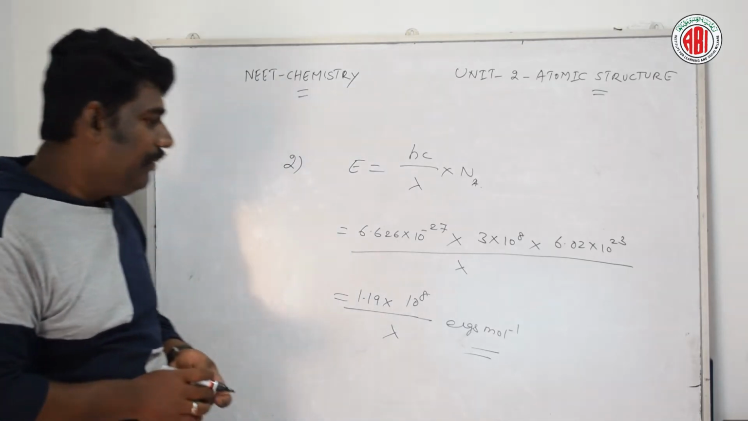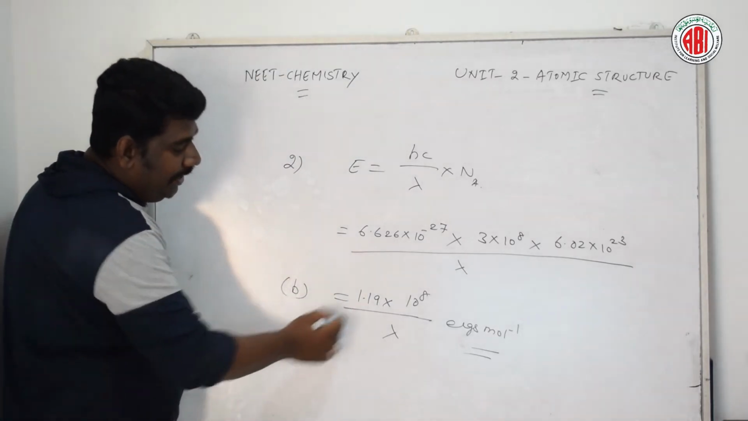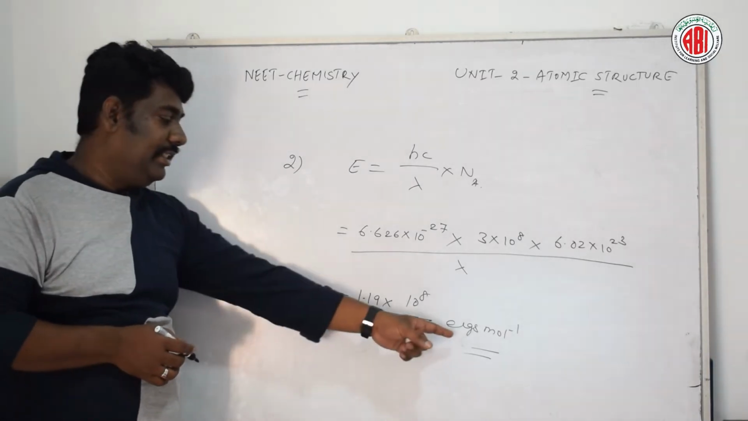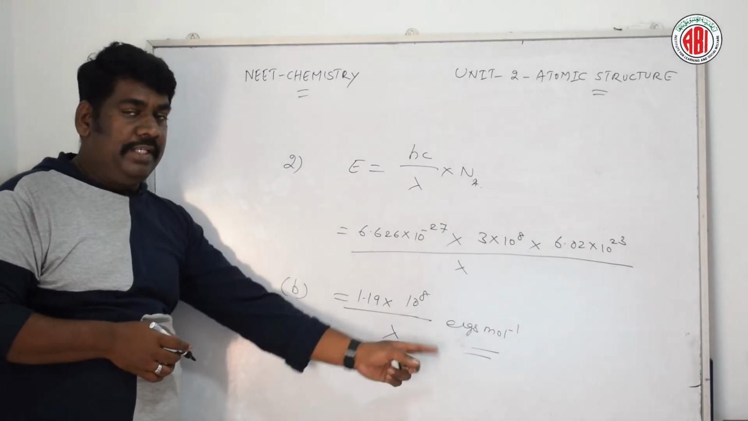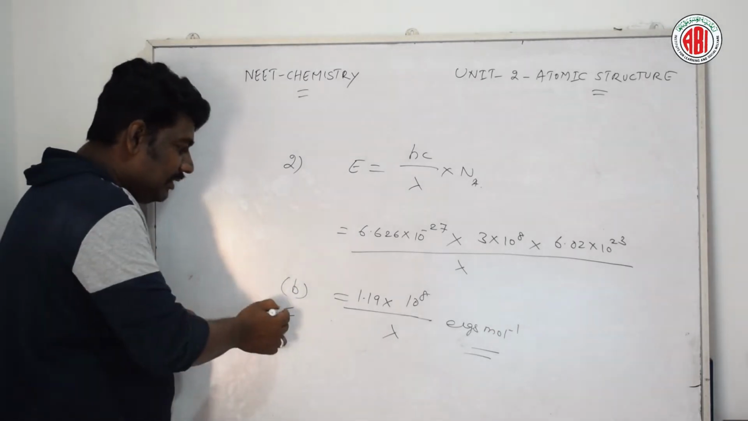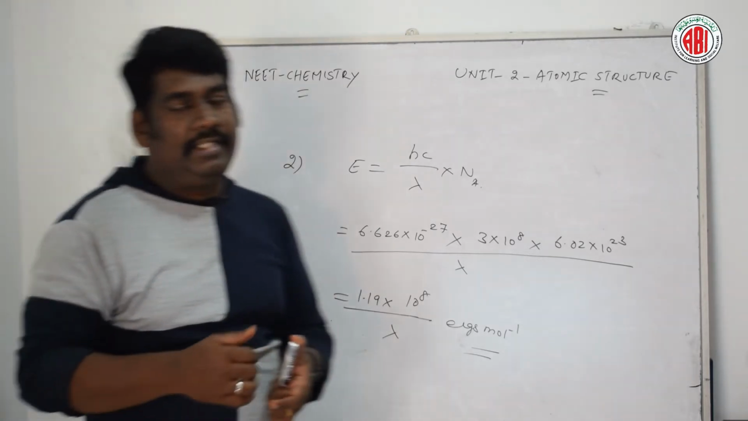According to this question, option B, that is 1.19 into 10 to the power of 8 by lambda, and the unit to be given is ergs per mole. So option B is the right answer. So by this way we can solve this problem. Let us go for the next question.